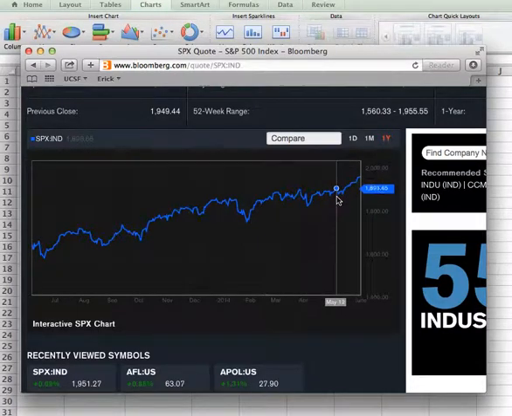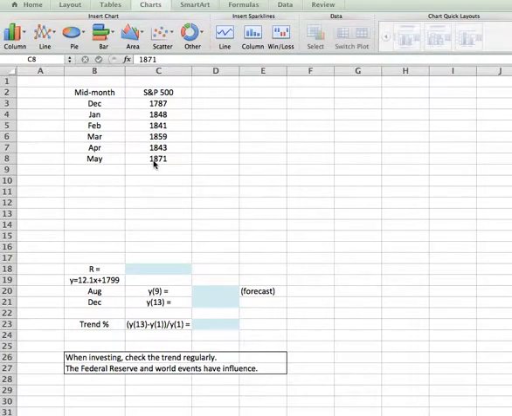Right now, I have set the line on May 15th, and we see that the closing price was 1871. I can bring this back to April 15th, and we see the closing price that day was 1843. So that's where I got the data that I have in my spreadsheet. Here's the 1871, the 1843, etc.